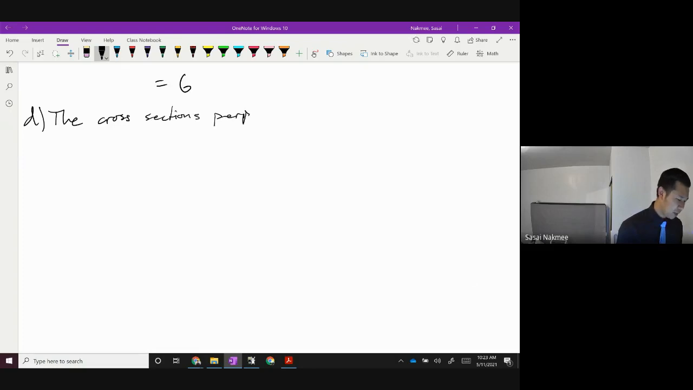Perpendicular to the x-axis. All right. This time they are equilateral triangles. Equilateral triangles.